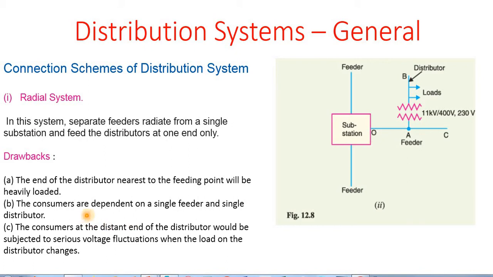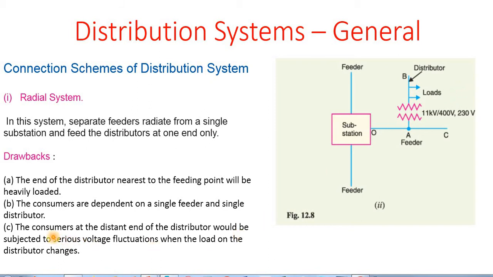The consumers are dependent on a single feeder and a single distributor, and they have no other reliable source of energy. So whenever there is a fault in the feeder, let's say a fault comes here, then the whole of the consumers connected with this feeder and the distributor will go offline, and they will receive no electricity supply.